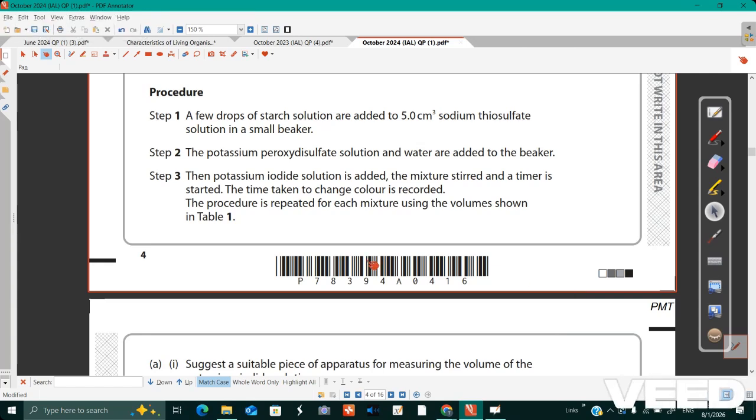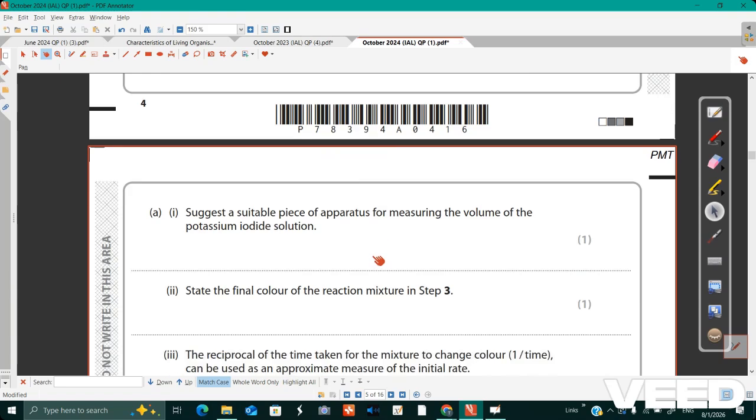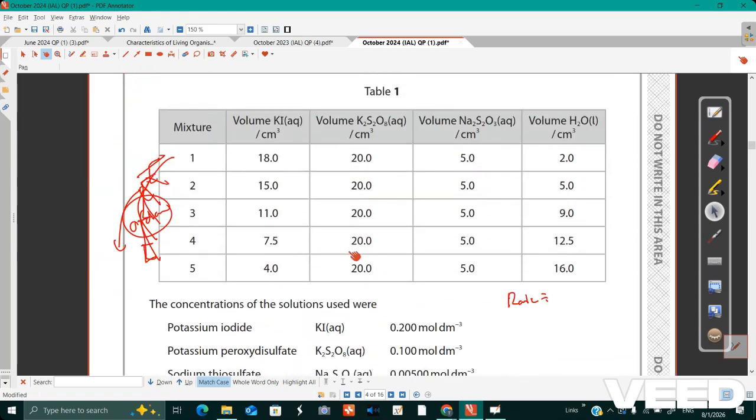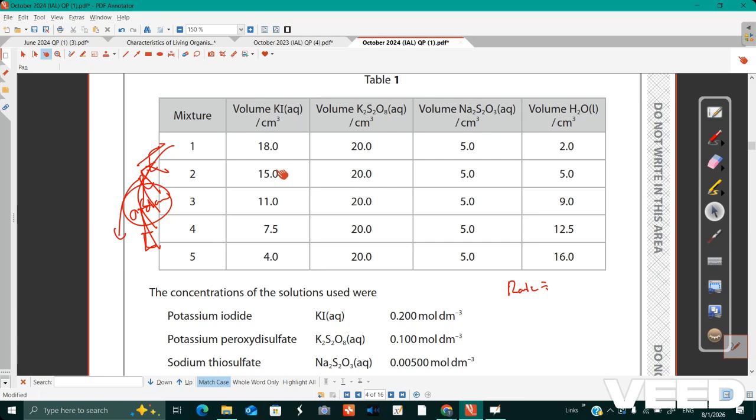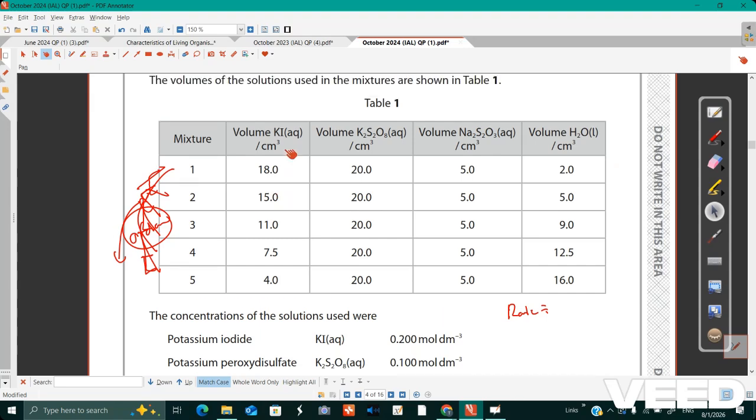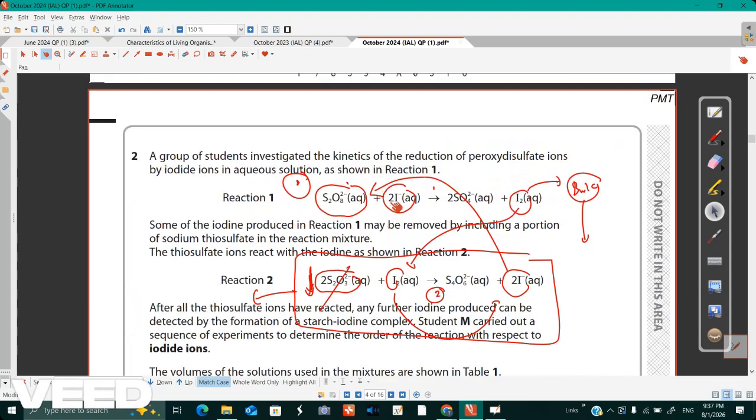The time taken for the color to change is recorded. The procedure is repeated for each mixture using the volumes shown in Table 1. So they have taken the same volume of H2O8, the volume of potassium iodide varies. They are trying to find how the rate changes when the I minus concentration is changed. So that is what they are trying to find.